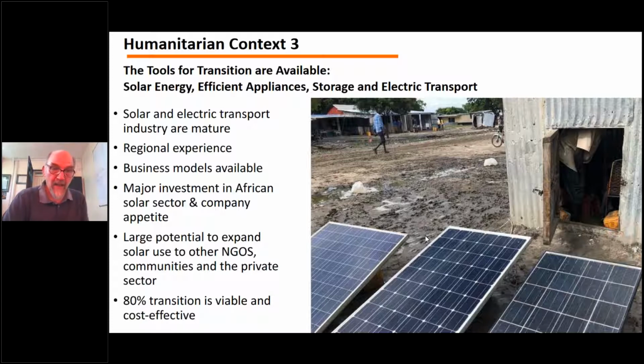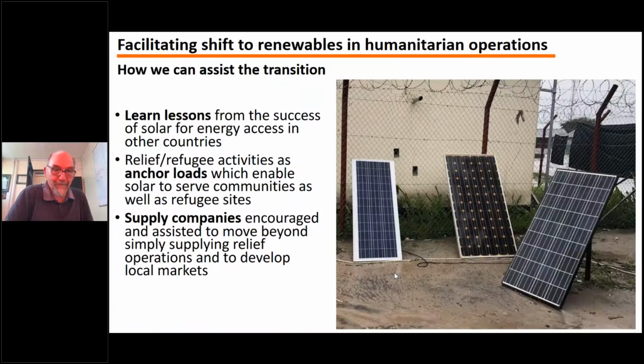And finally, 80% transition is viable and cost effective. There are some sites where you're going to have to stick with generators, and we can't do 100%. But to get 80% of the energy needs for various sites is possible. Next slide.